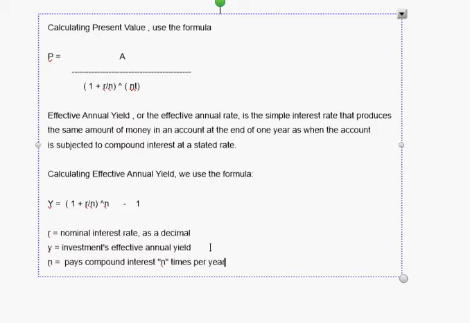If you are selecting the best interest from 2 or more investments, the best value is the account with the greatest effective annual yield. When borrowing money, the effective rate or effective annual yield is usually called the annual percentage rate.